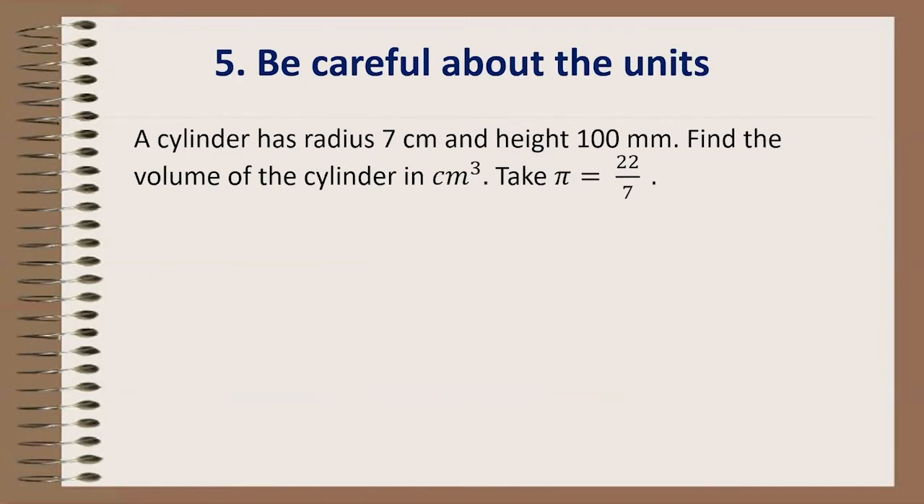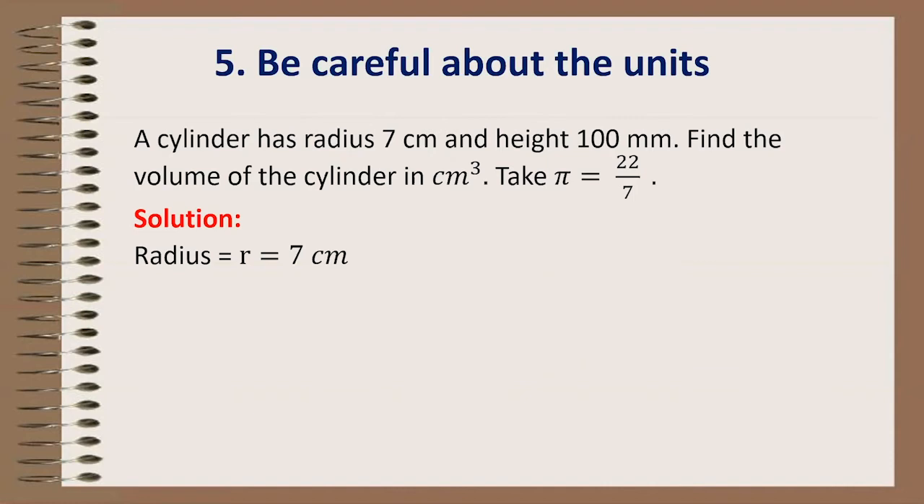Next, you need to be careful about the units. Look at this example. A cylinder has radius 7 centimeters and height 100 millimeters. Find the volume of the cylinder in centimeter cube. Take pi equal to 22/7. You have been given the radius in centimeters, the height in millimeters, and you have been asked to give the volume of the cylinder in centimeter cube.